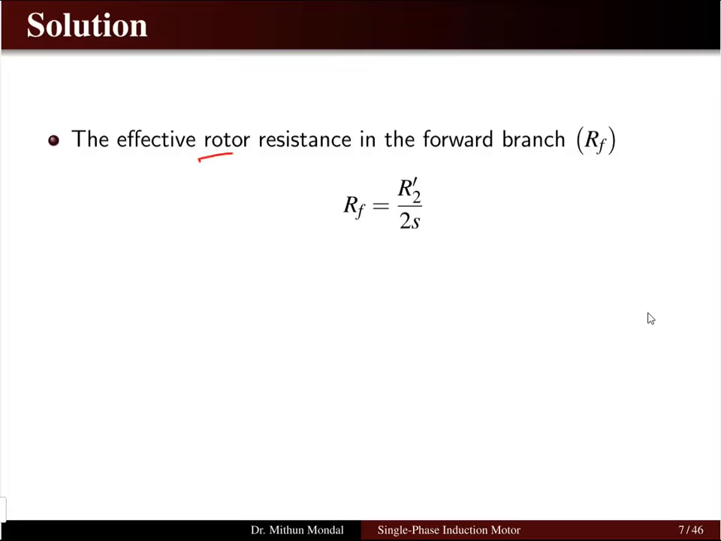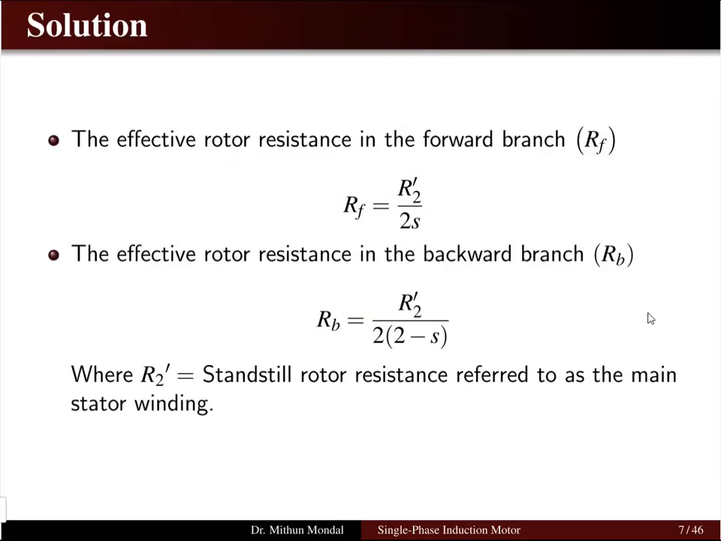The effective rotor resistance in the forward branch will be equal to the rotor resistance at the standstill condition, which is R2 dash, divided by twice the slip value. So this is for the forward branch. Now for the backward branch, if we have to calculate, then the denominator instead of 2s will become 2 times 2 minus s, because the two slips that we have are basically s and 2 minus s.